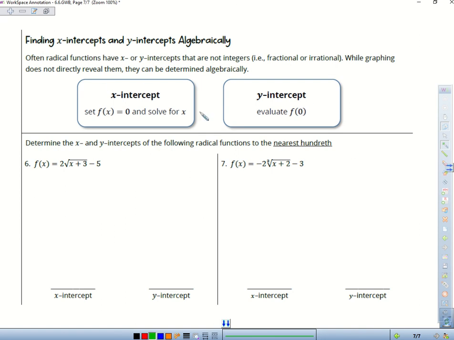So x-intercepts always occur when you set the equation equal to 0 and solve for x, and y-intercepts always occur when you plug 0 in for x. These are two important lessons in math that apply to every single type of graph you'll ever see. So to find the x-intercept, I guess I'll do this one in blue. You take the equation and set it equal to 0, okay? And then you're just going to solve it.